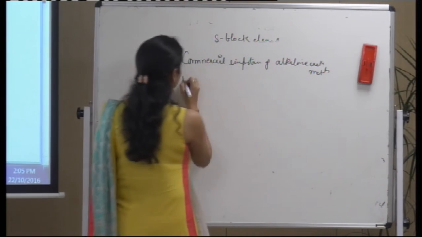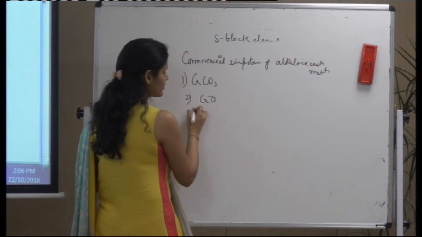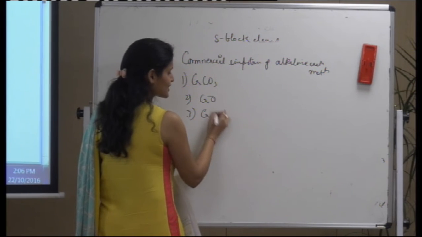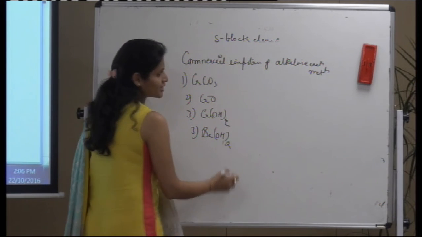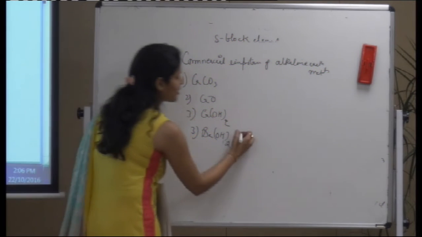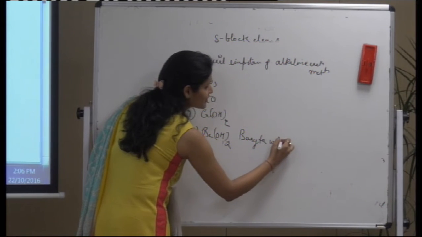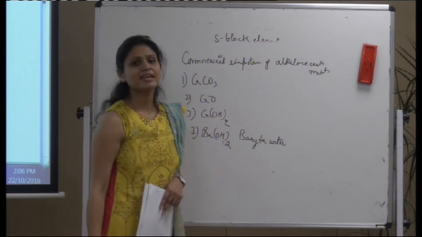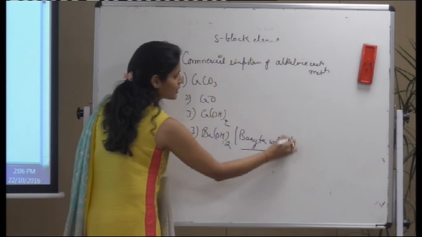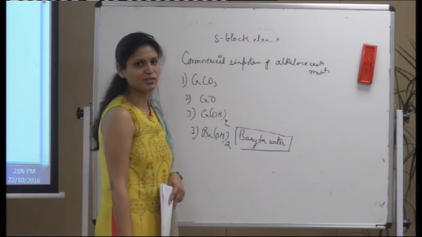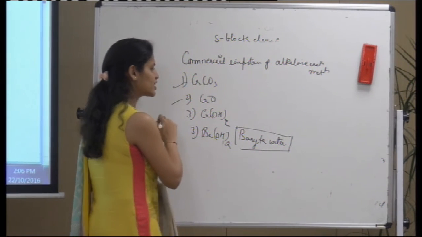So what are the compounds of commercial importance? Calcium carbonate, calcium oxide (quicklime), calcium hydroxide (slaked lime). This is barium hydroxide. What is the name for barium hydroxide? Baryta water. Again, this is an important question from the MCQ point of view. This is the technical name, and this is the common name, baryta water, barium hydroxide solution. All of you know the application of calcium hydroxide and calcium oxide.